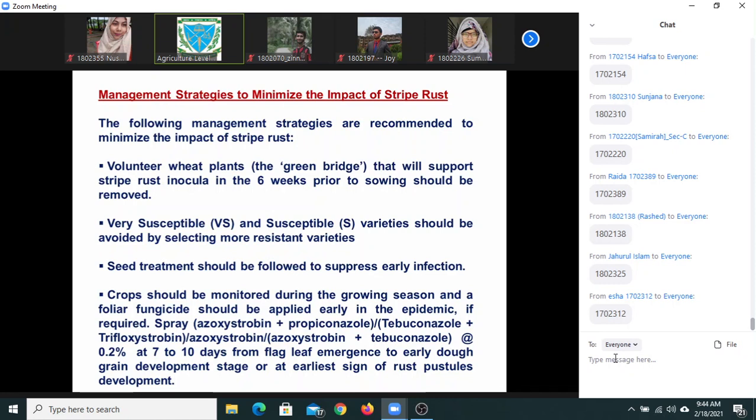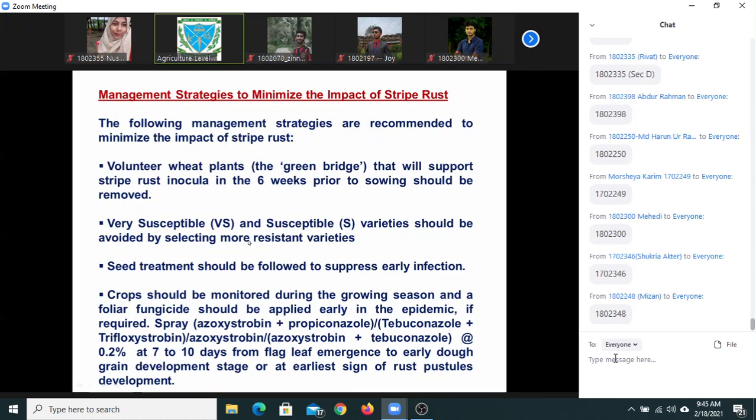So very briefly, you can see how we can manage this disease. I think almost all rust diseases we can control in the same manner. As I told, you have to remember these are biotrophic pathogens, meaning they cannot survive without a living host. So volunteer plants, I mean the volunteer wheat plants or other plants, serve as a source of inoculum. So you have to cut the bridge. I mean, you have to remove the volunteer plants. You see, in the 6 weeks prior to sowing they should be removed. So volunteer plants should be removed and all other grass family plants.